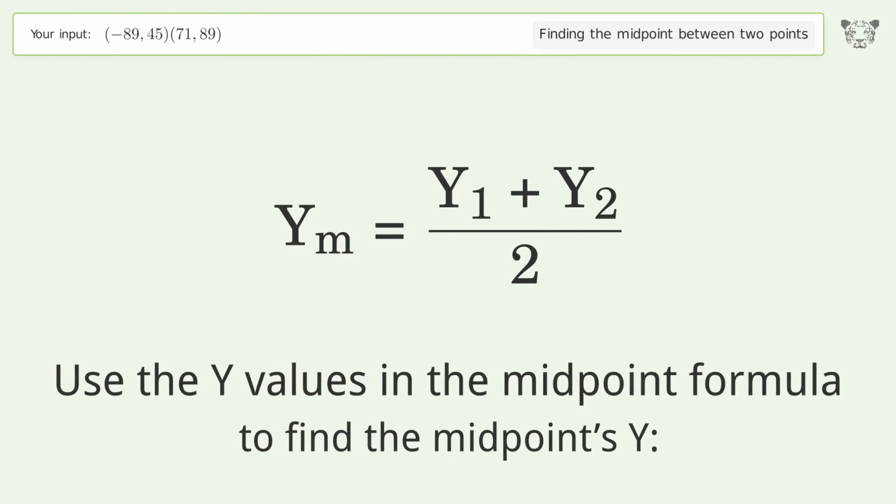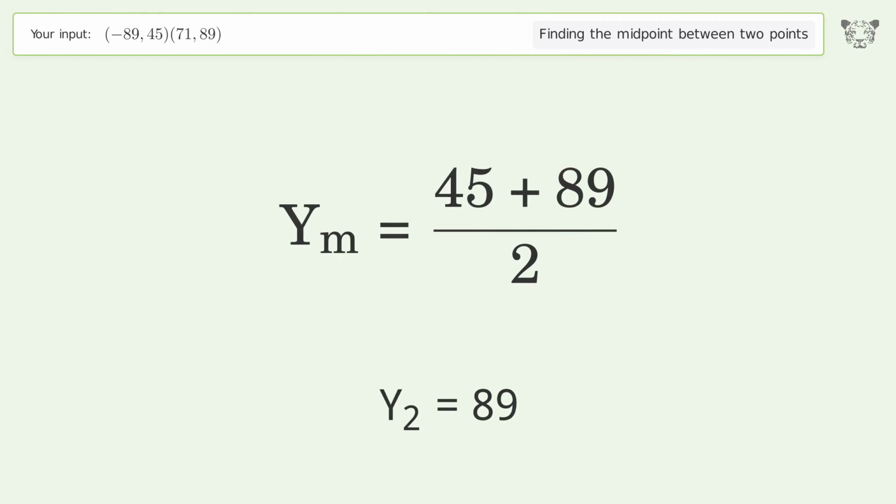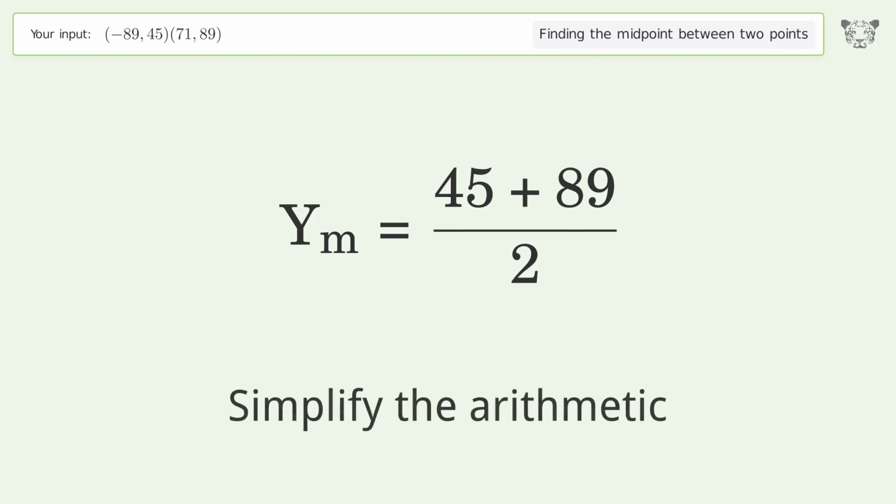Use the y values in the midpoint formula to find the midpoint's y. y1 equals 45. y2 equals 89. Simplify the arithmetic.